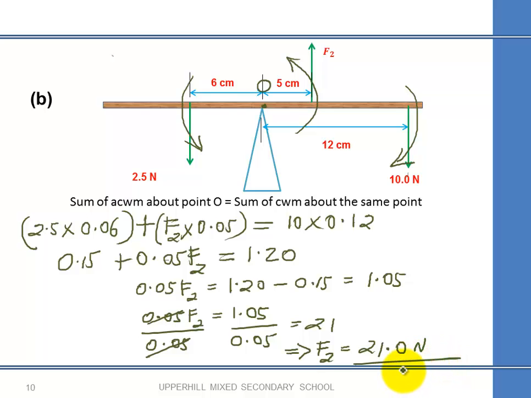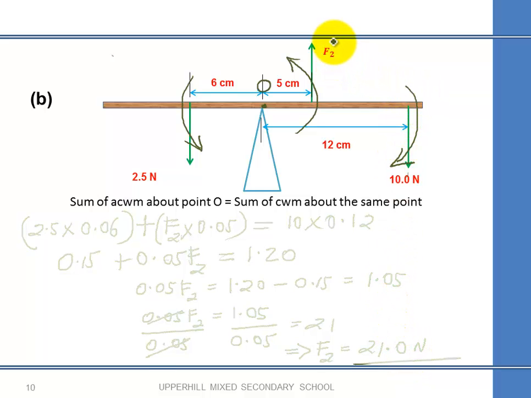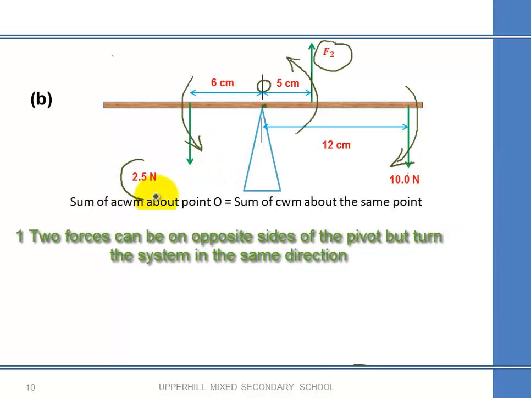Again, it is just as simple as that. The only trick with this question is that F2 and the 2.5 Newton force, although they are on opposite sides of the pivot, they tend to turn the system in the same direction. That is the only trick in this question. Everything else is the same as the previous question.